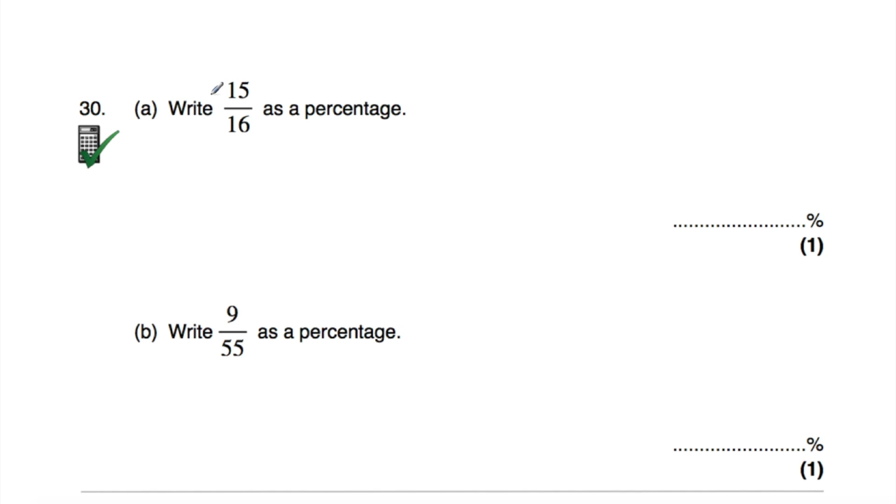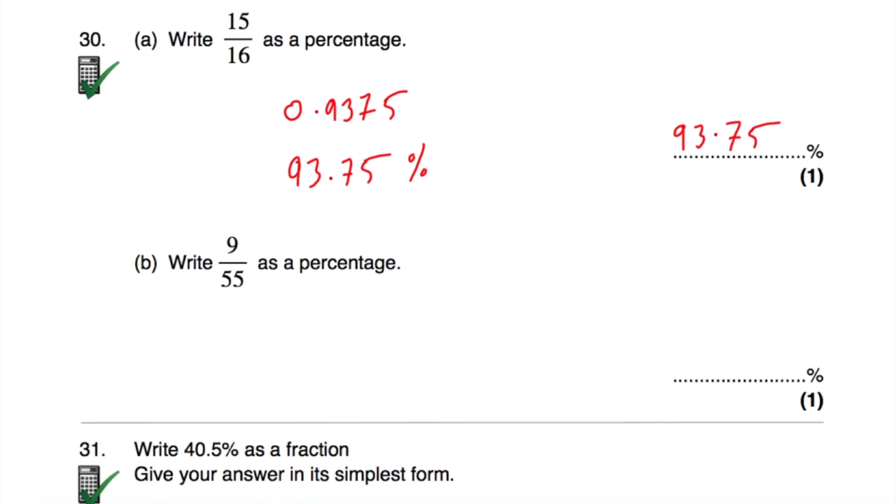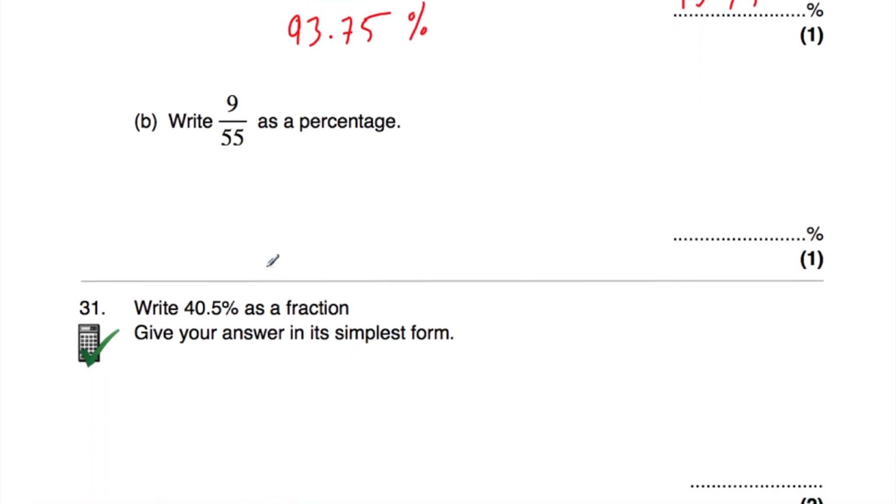Question number 30 says to write 15/16ths as a percentage. So you can type in 15/16ths on the calculator, press equals, and then change the format to a decimal, and that'd be 0.9375. Now that's a decimal. We'll times that by 100, so move the digits 2 columns to the left. That'll be 93.75, and then we'd write that as a percentage, 93.75%, and that's our answer.